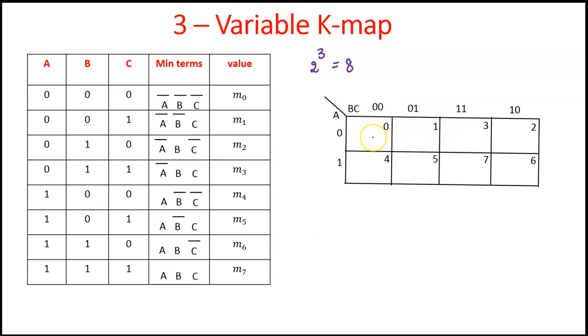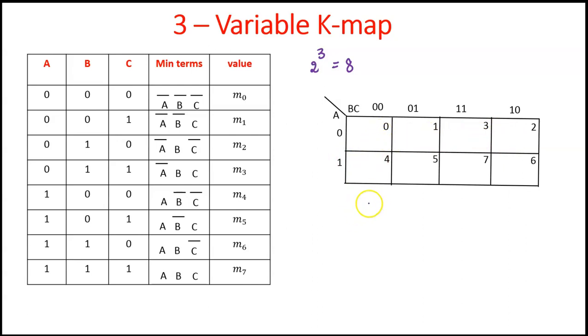Let us see what type of arrangement this is. I said it is a gray code arrangement. Now what is meant by that? Each cell represents its minterm. If you see, this is minterm 0, this is 1, this is 3, this is 2, and similarly 4, 5, 7 and 6. Now let us see how the minterms are represented in each cell.